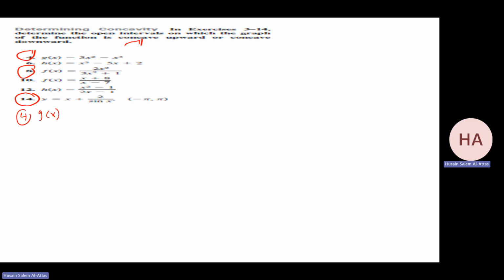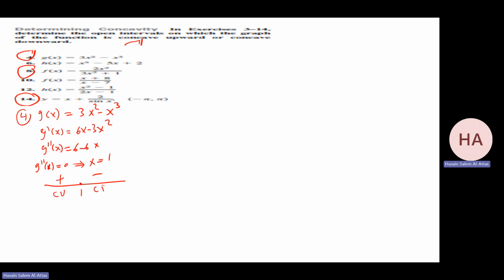g of x is 3x squared minus x cubed. Okay, we'll find g prime: 6x minus 3x squared. g double prime: 6 minus 6x. g double prime equals 0 gives x equals 1. Take left and right of 1. Take 0, it will be positive. That will be negative. That's concave up, concave down. So it's concave up from minus infinity to 1, concave down from 1 to infinity.